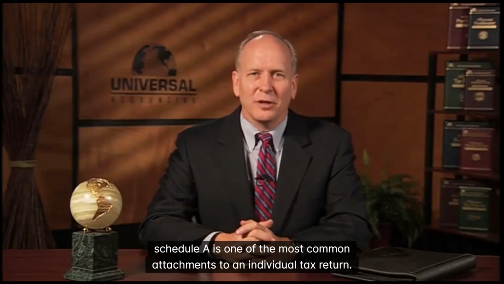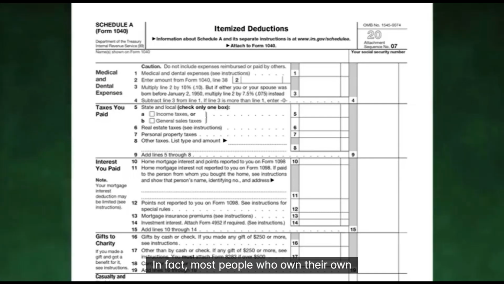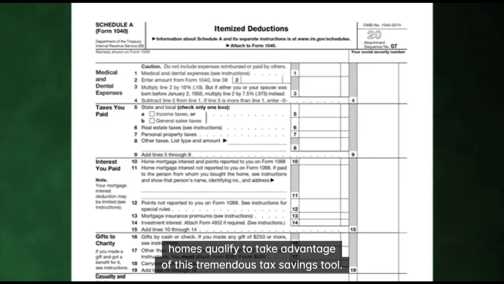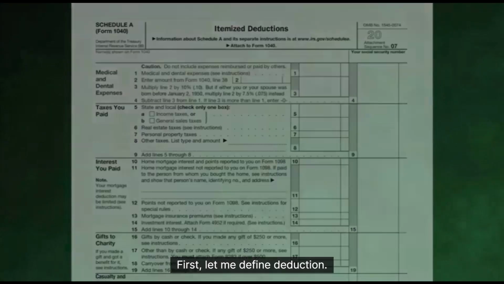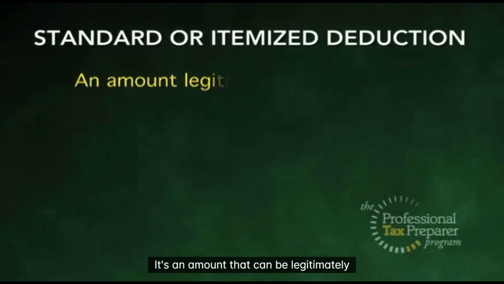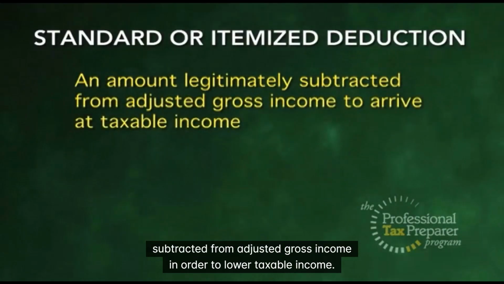Today, Schedule A is one of the most common attachments to an individual tax return. In fact, most people who own their own homes qualify to take advantage of this tremendous tax savings tool. First, let me define deduction. It's an amount that can be legitimately subtracted from adjusted gross income in order to lower taxable income.